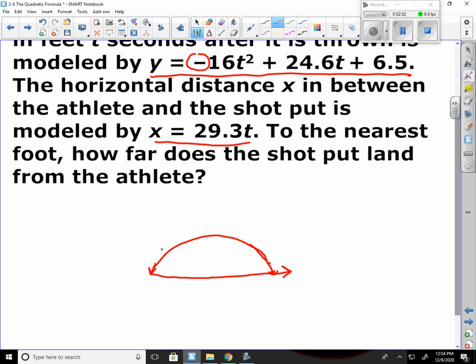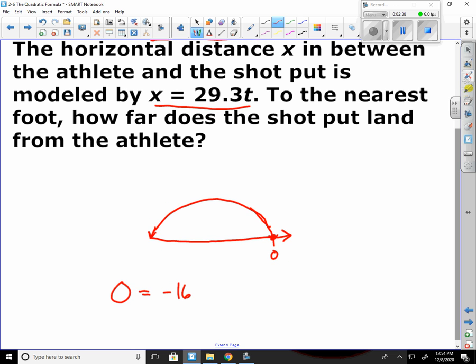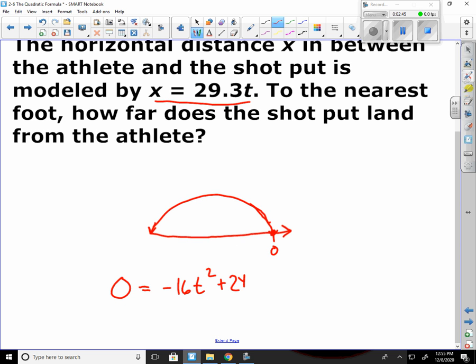So if we're thinking about when we need to find how far it is when it lands, when it hits the ground, it would be at zero as far as the height goes. So I need to find the zero of this equation, and when I find that, plug it into this one in order to find exactly where our distance is as far as the x goes. This will find our height when it's at zero. So we set the y equal to 0, and we do 0 equals negative 16t squared plus 24.6t plus 6.5.